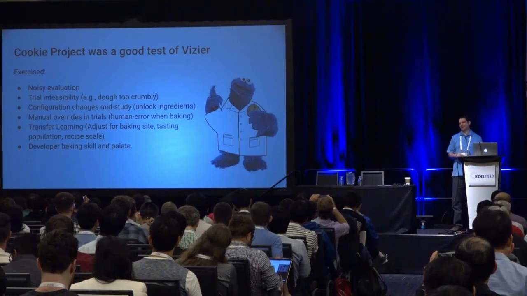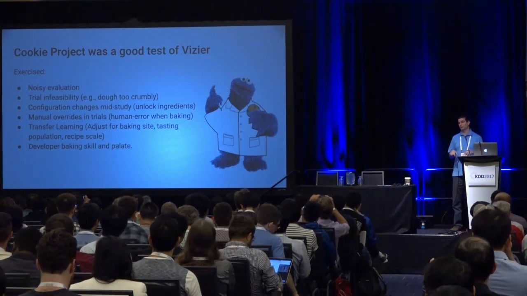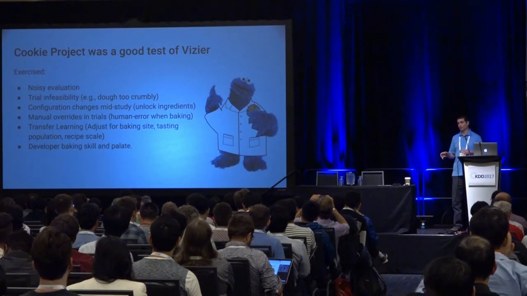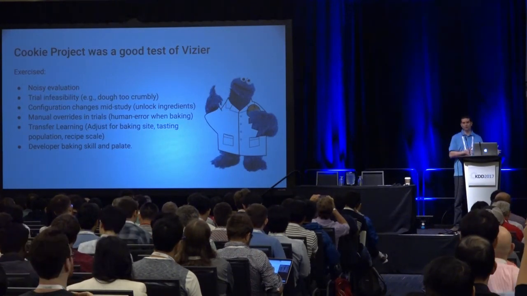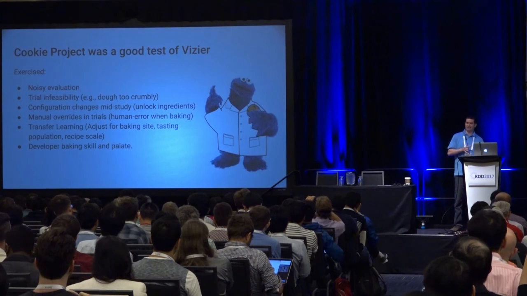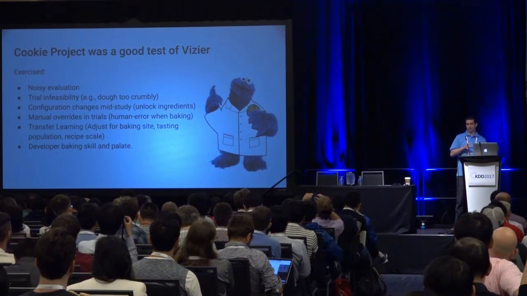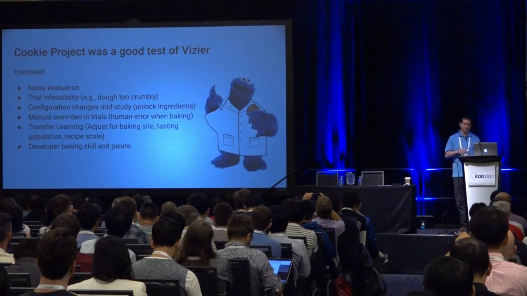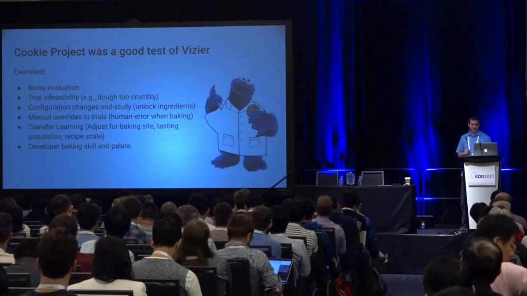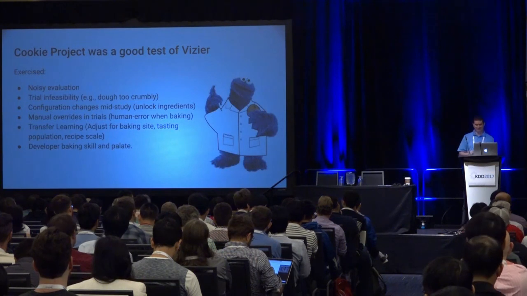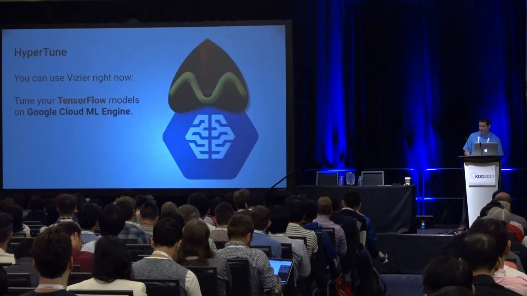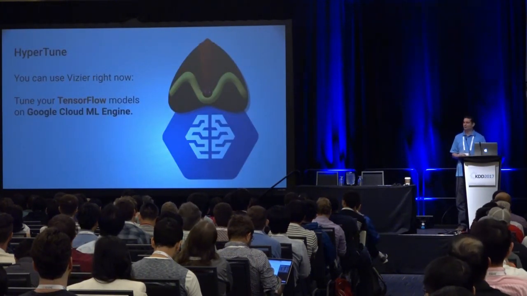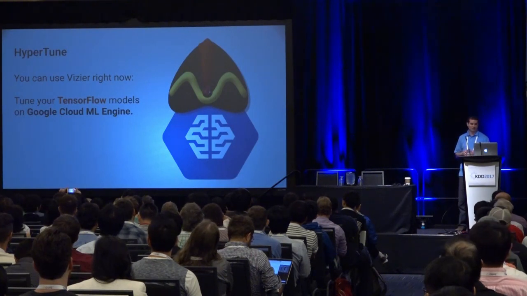So we started this thing in a teaching kitchen in Google Pittsburgh. And then once we had enough data, we actually moved it over to the full dessert making capabilities of the Googleplex in Mountain View, where they bake desserts for tens of thousands of employees. And also a good test of developer baking skill and palate. You can actually use Vizier right now to tune your TensorFlow models on Google Cloud Machine Learning Engine.